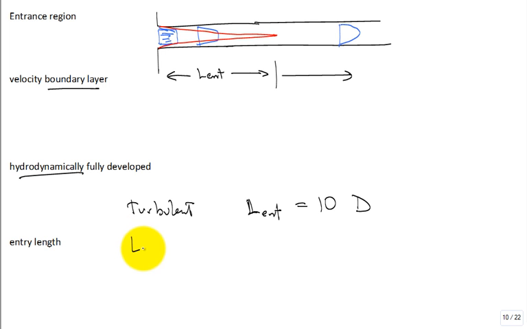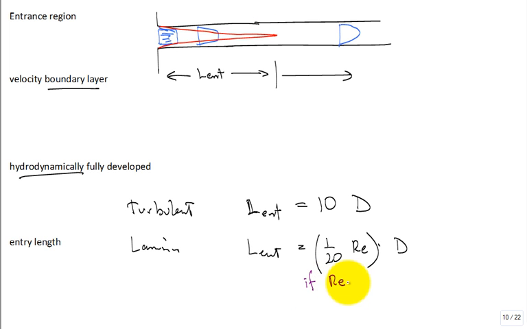For laminar, the entrance length is 1/20th of the Reynolds number, in diameters. So if the Reynolds number is 200, you would say, hey, that's laminar flow, isn't it? The Reynolds number is low, well below 2300. It's going to be laminar flow. Then you would find that this is around 200 divided by 20, 10 diameters.